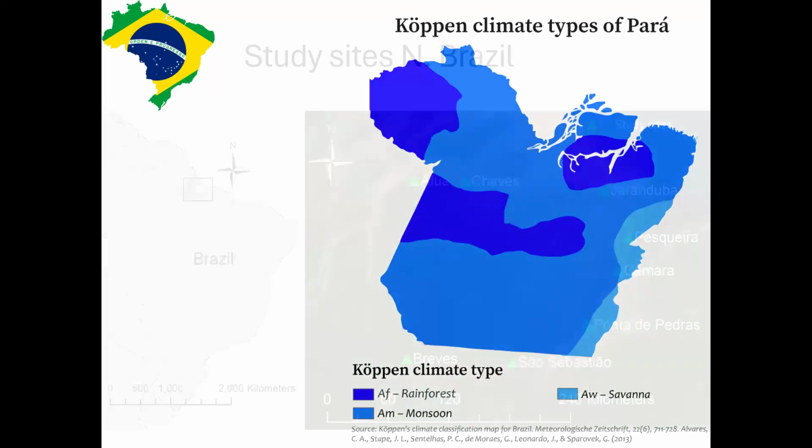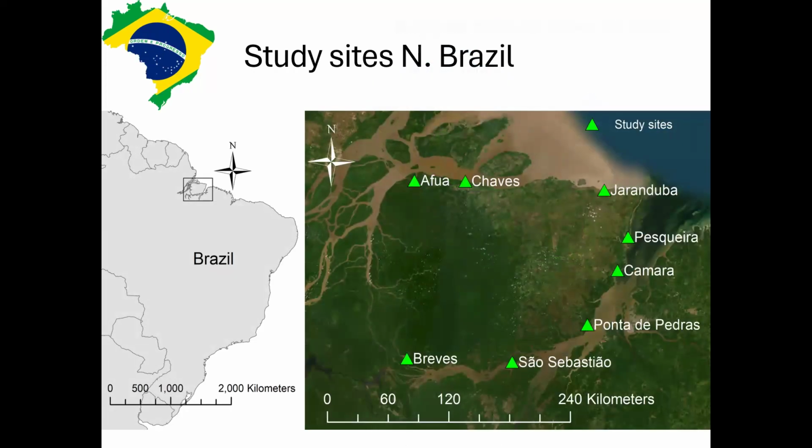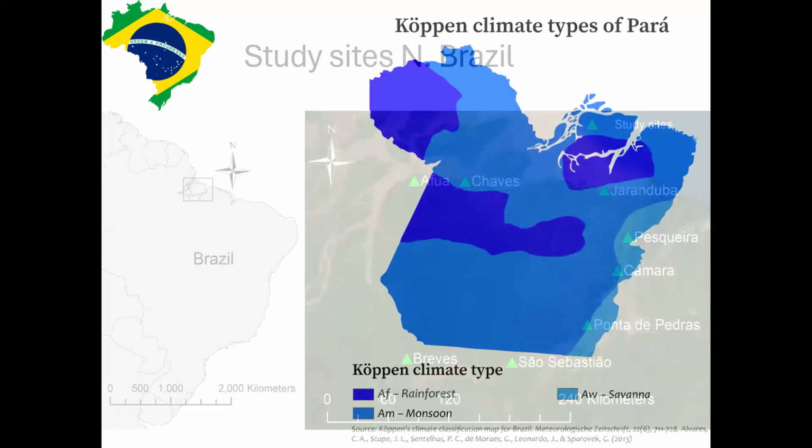Okay, so Marajó is the largest fluvio-marine island in the world, and I did a study across all of the coastal area of Marajó. It's quite different around that island, but it's predominantly mangroves up in the north.